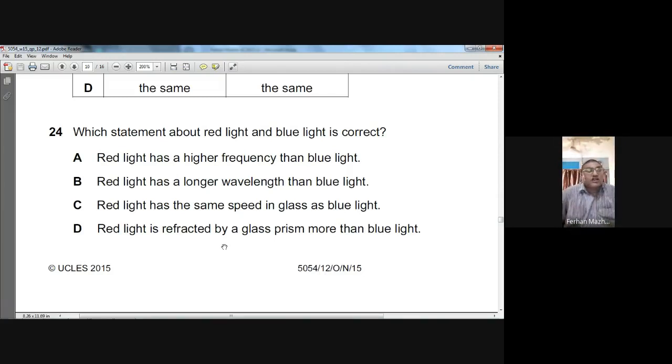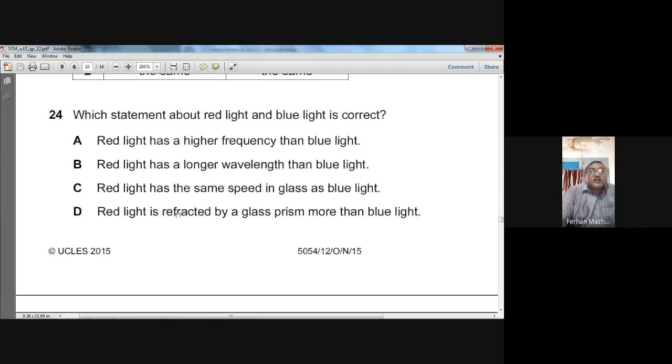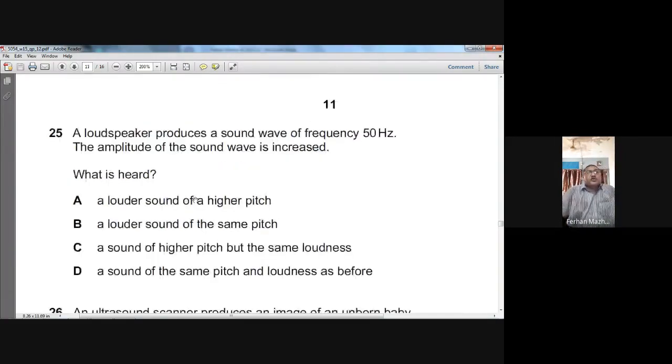So because the red is on the top, it has the largest wavelength. Blue color is below red, so the wavelength of the red is longer than the blue. So B is the option. Question number 24, B is the right option. Okay, on your screen we have question number 25.